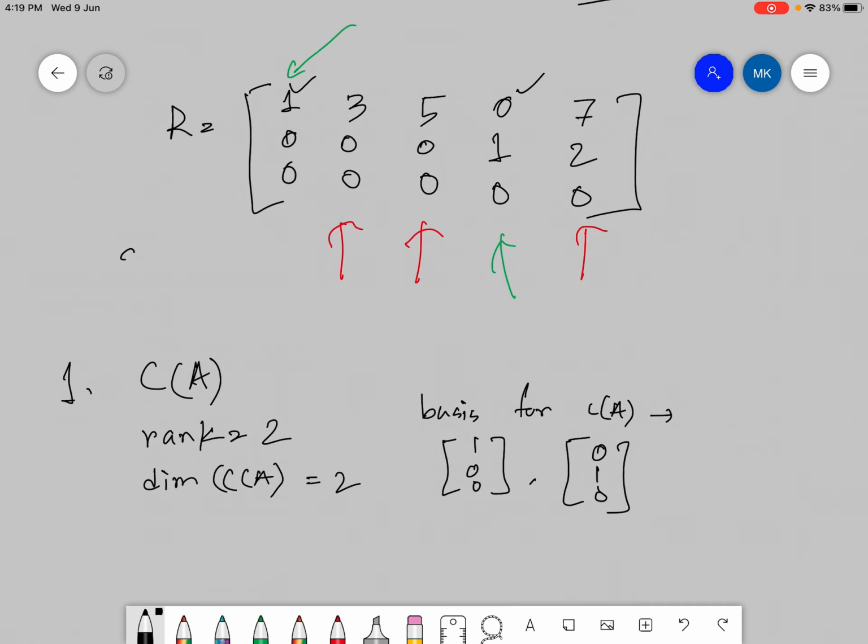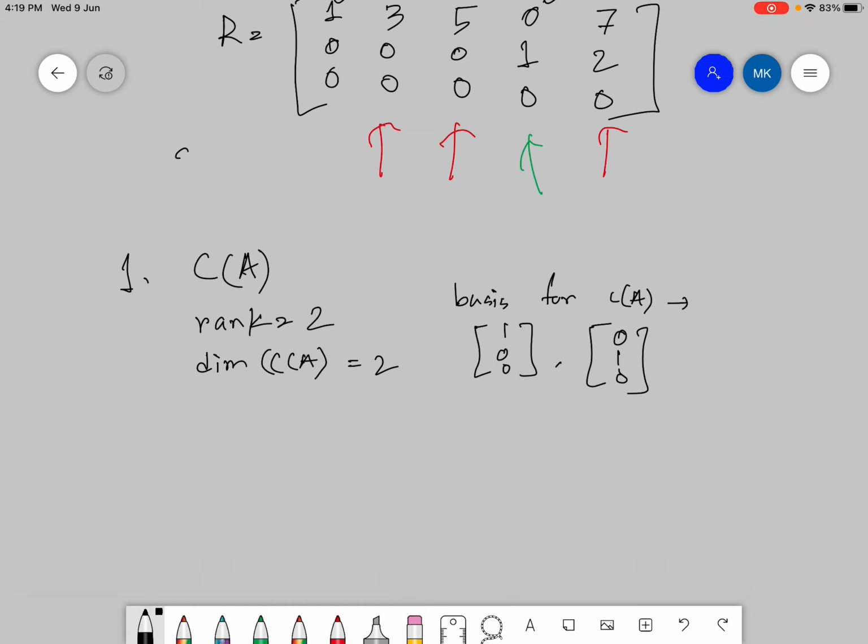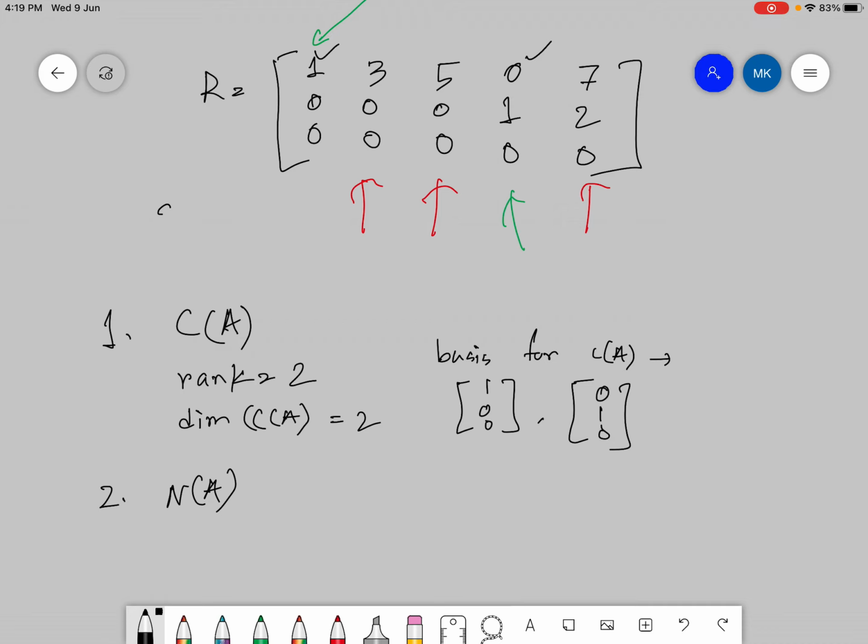Now let's work with the null space of A. So think about the special solutions of A x equals to 0. There are 3 free columns here, so there would be 3 special solutions, right?